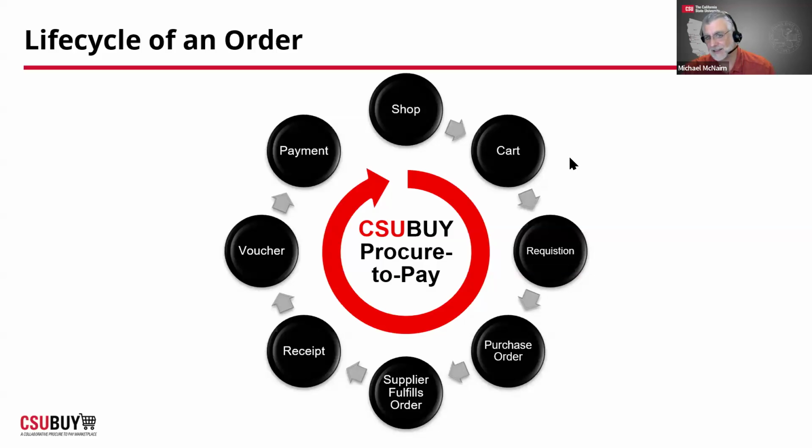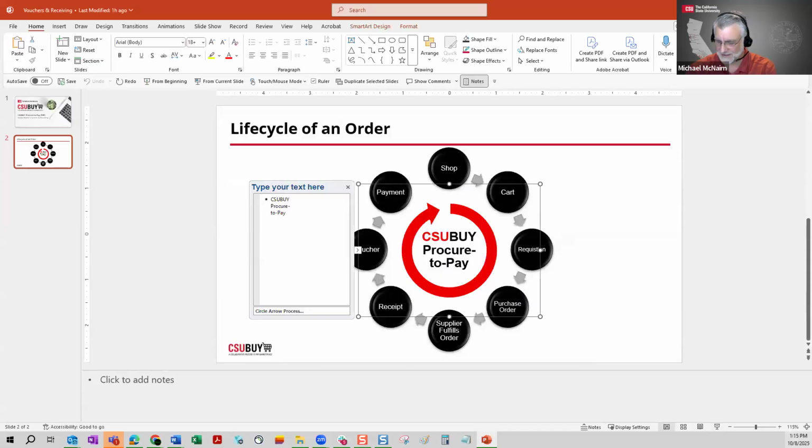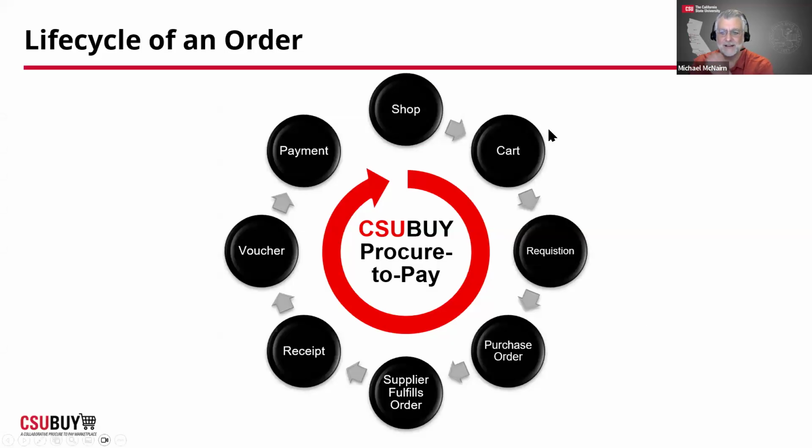That creates a cart, and carts produce requisitions. And requisitions are basically the order of what you want. Requisitions are submitted. Whoops, sorry about that. Lost my presentation. Try this again. Requisitions are submitted, go through an approval process, and eventually get turned into a purchase order.